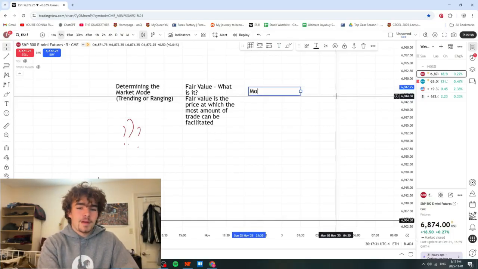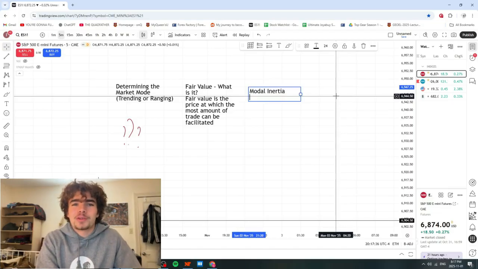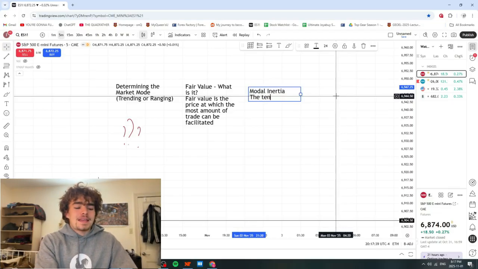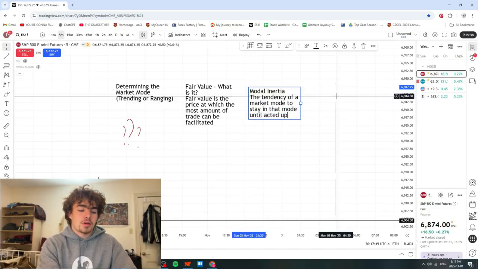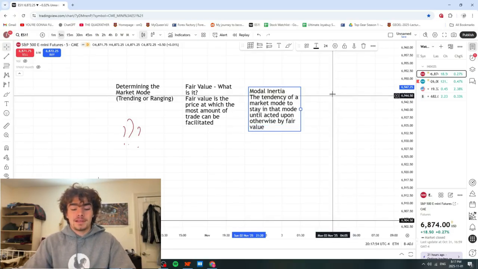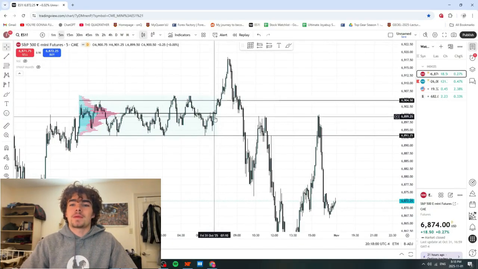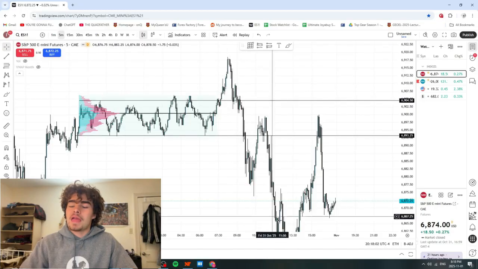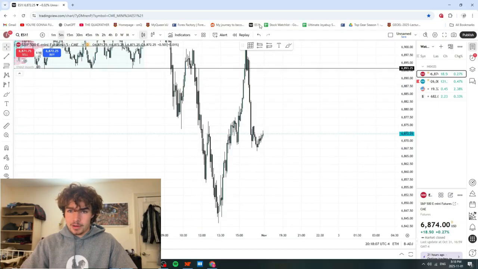I came up with this term, modal inertia. Ooh, that's a good one. What I mean by modal inertia is the tendency of a market mode to stay in that mode until acted upon otherwise by fair value. Okay, now is it starting to click a little bit? If we come back here, we range until something changes, and then we trend until something changes.